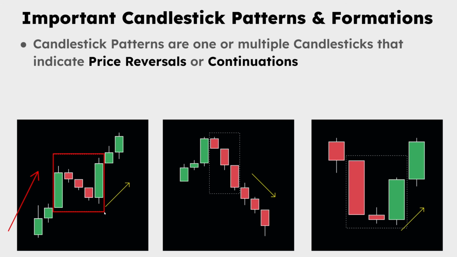Then we saw the pattern right here. This was actually a pattern consisting of 5 candles. And the goal of the pattern is to continue the trend towards the upside. So this is why this is a continuation pattern.